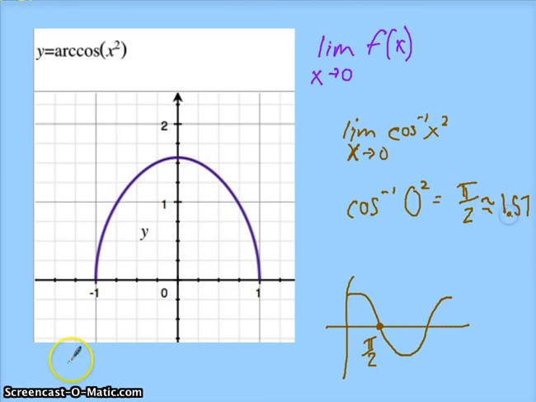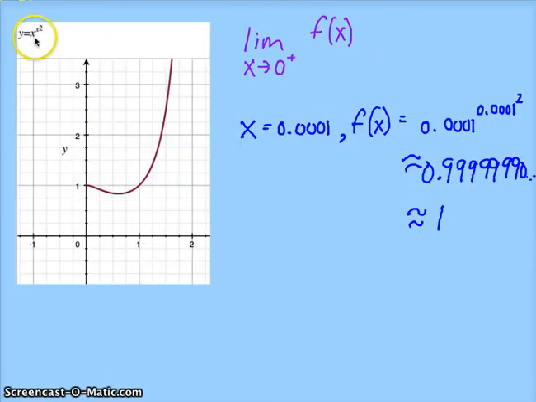Okay, one more. And the last one, x raised to the x squared. We don't know what to do with this, so we're going to choose a number very, very close to 0 from the right, and we can see that it's 1.